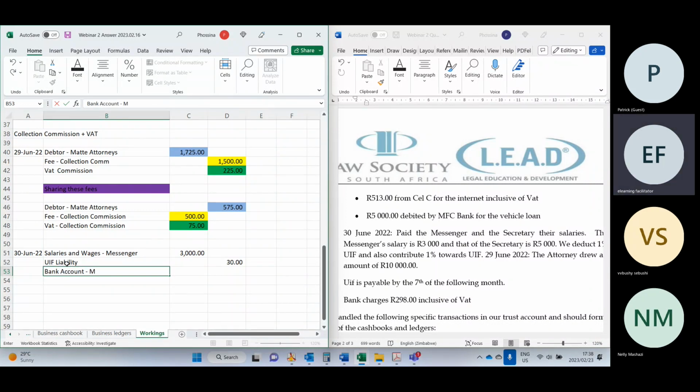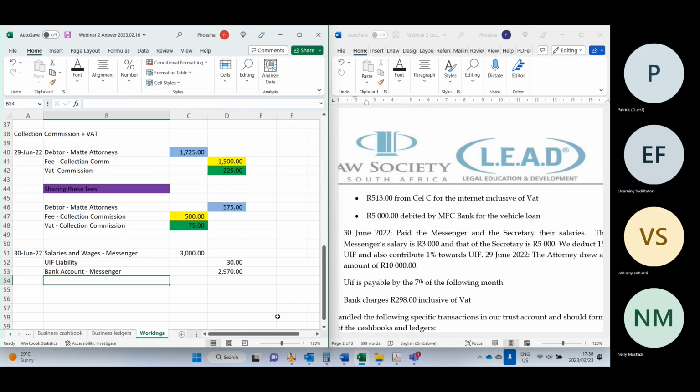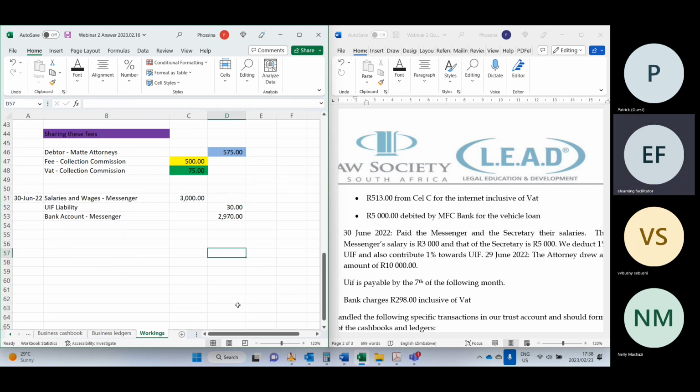Pay our messenger. So on our bank side, how much do we pay? We pay the salary minus the UIF. So this is how we record the transactions. This is how we record.